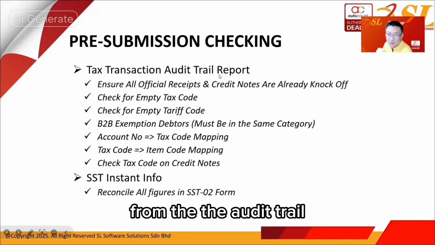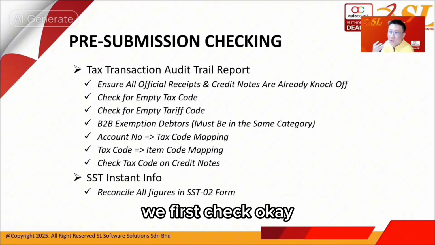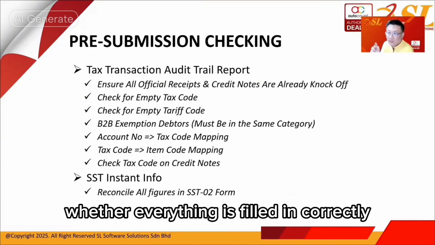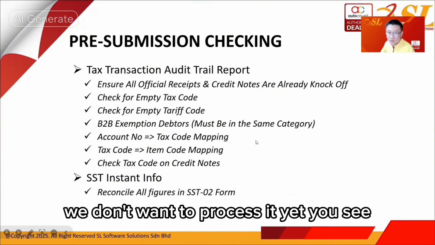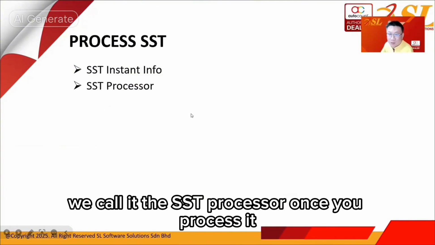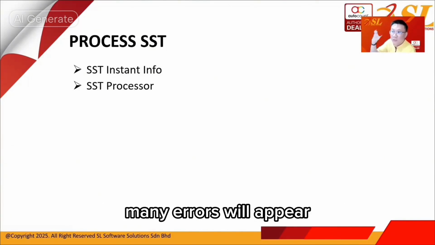From the audit trail, we have roughly checked everything we need to check. And before printing the SST form, we first check, okay, whether everything is filled in correctly and whether the SST form is filled in correctly. We don't want to process it yet. You see, if we process it, we call it the SST processor. Once you process it, all the transactions will be locked. And when you make changes, many errors will appear.